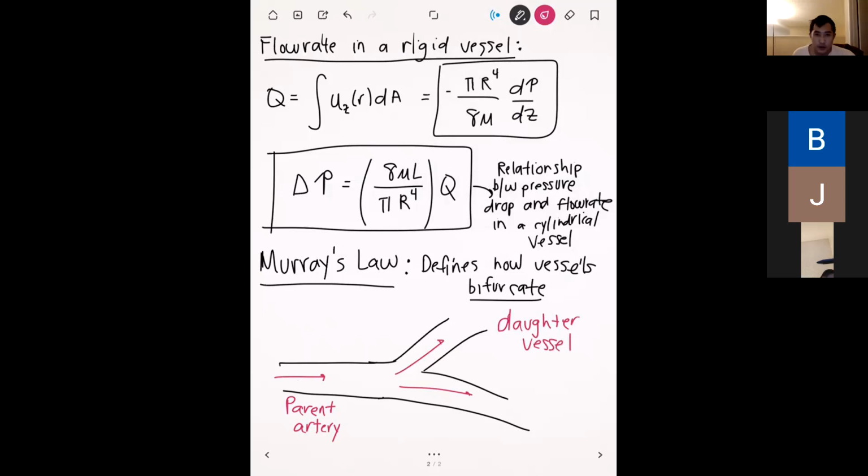Why they're called daughter vessels and not son vessels or child vessels, I don't know. That's just kind of the terms that they gave for it. Okay. All right. And so what we're actually going to be really interested in is the size of these vessels.